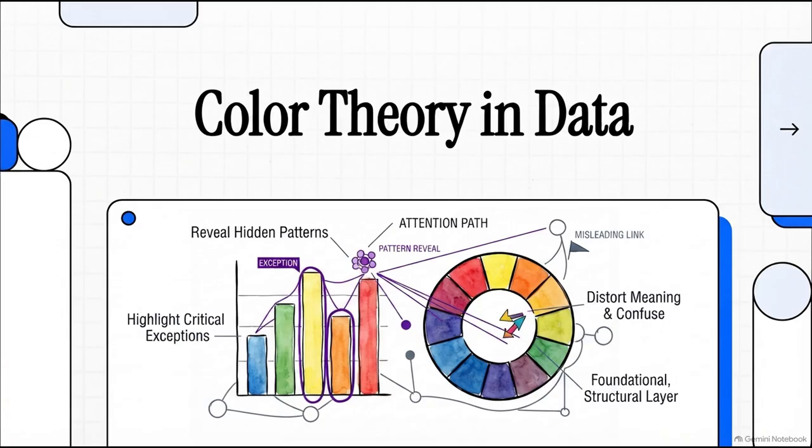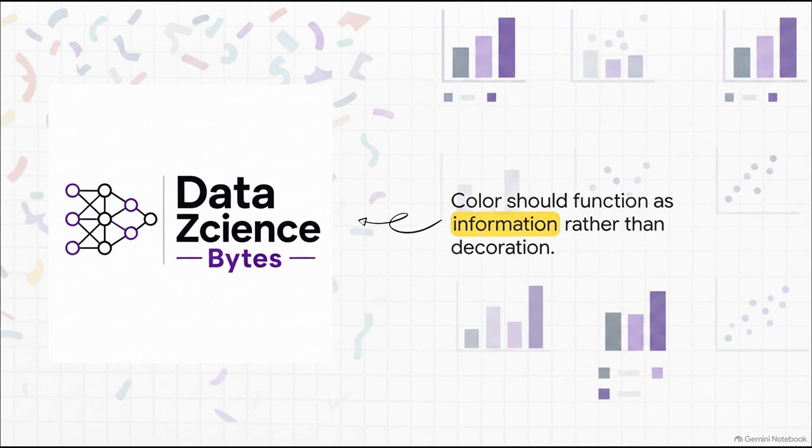So today, we're going to shift our mental model. We need to stop thinking of color as this kind of decorative afterthought and really start treating it as a foundational, structural layer of information. So there's this central tension we have to navigate in design, right? Color simply has to function as information rather than mere decoration.